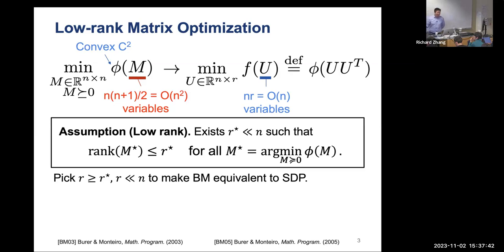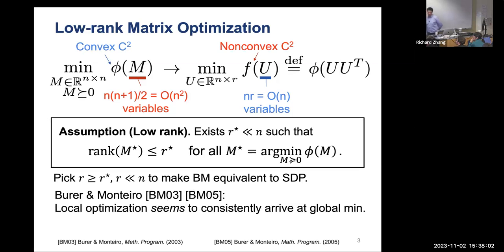So of course you pay something. The trouble is that by doing this factorization, expressing this semi-definite matrix M as the outer product of this smaller, tall and skinny rectangular matrix, you've made the objective now non-convex. But nevertheless, you can try and solve this using gradient descent or whatever algorithm you like.